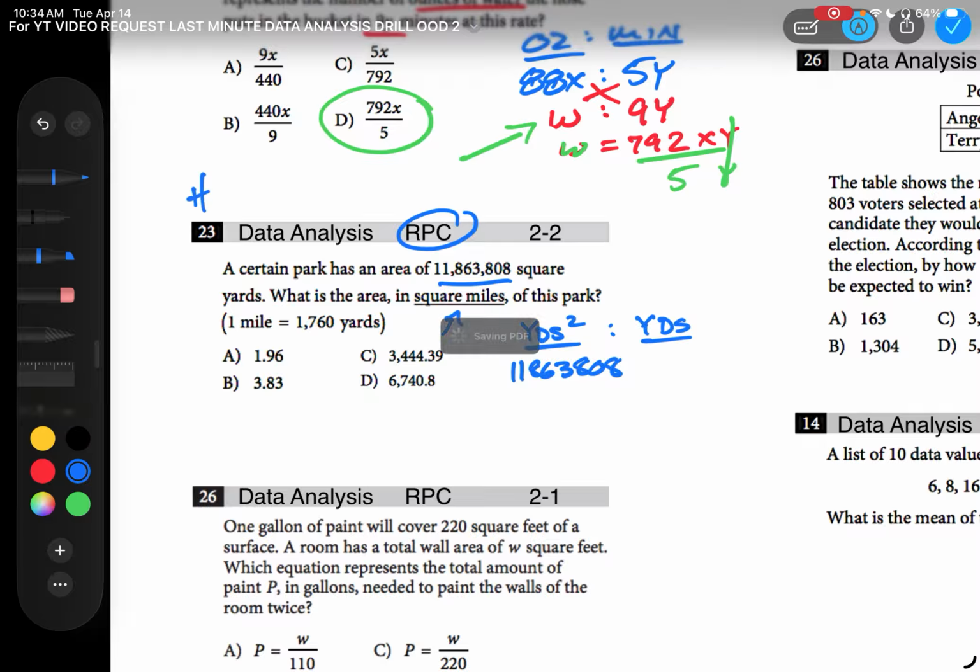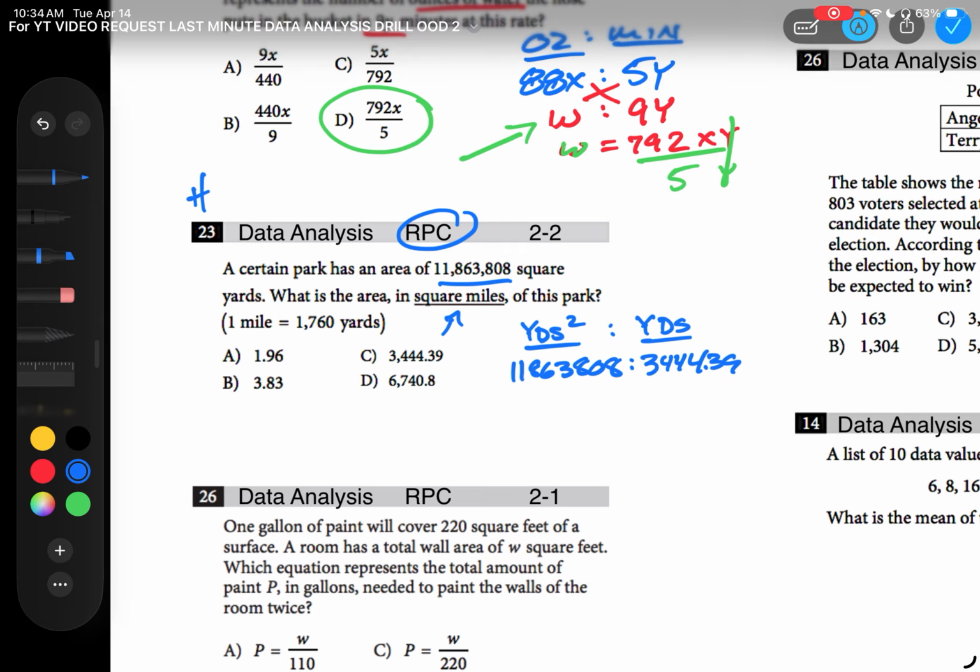That means I'm just going to square root my 11,863,000. What's the square root of that? Check this out. It's going to come out to be 344.39. I'm not even going to write the point 0.3. Well, I should, because I don't want to confuse you. All right, so what did I do? I wrote down the square yards, but immediately I'm putting my yards.